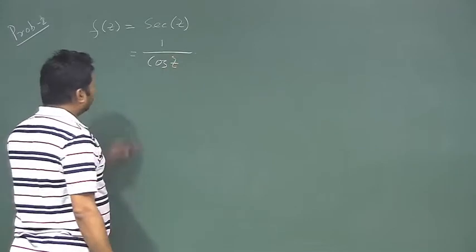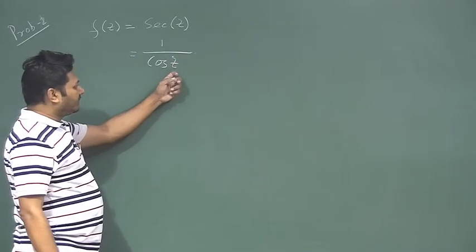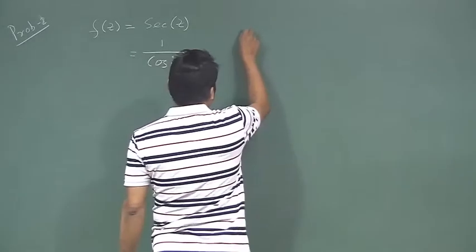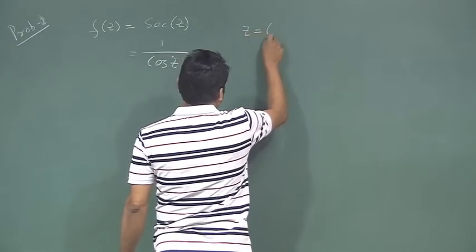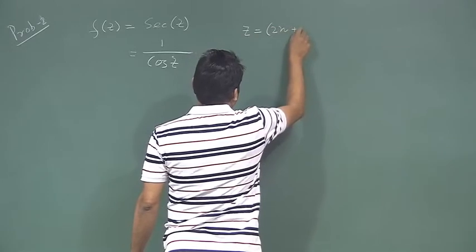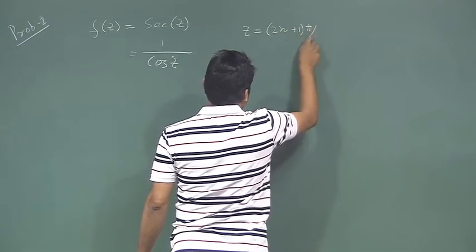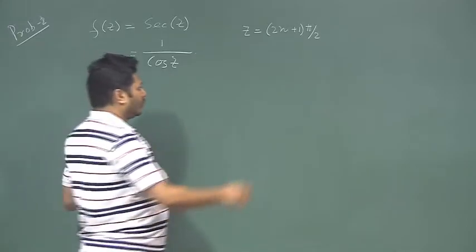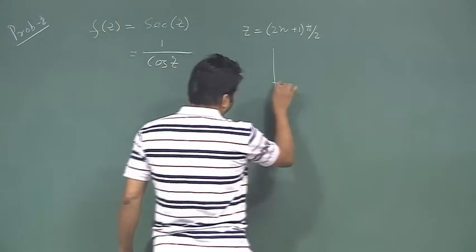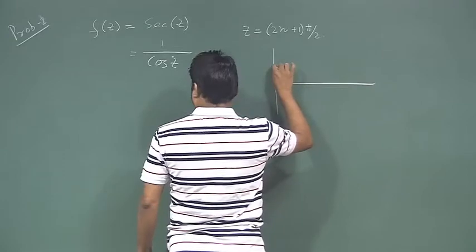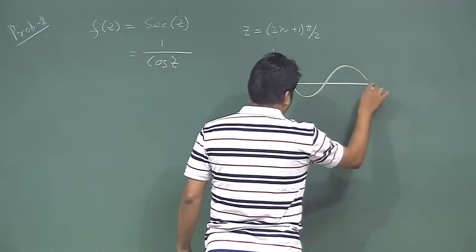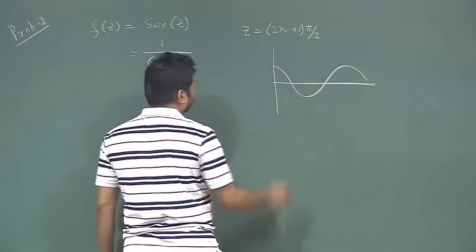cos z. So, where are the z points where we have zeros? Where are the z points? So, z would essentially be (2n plus 1) pi by 2. These are the points where this function is going to vanish. So, remember the cos function, it will be something like this.